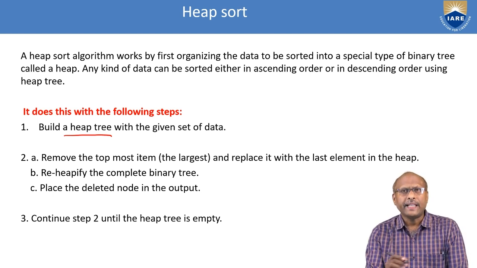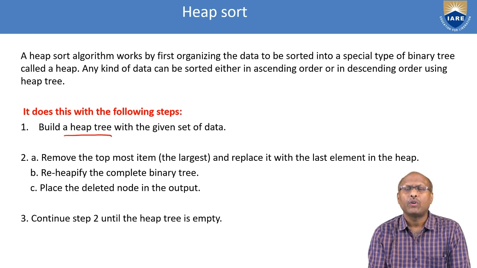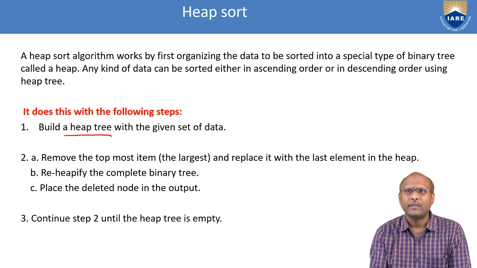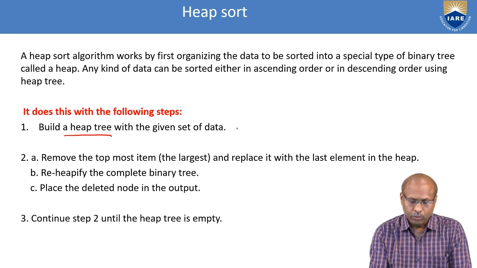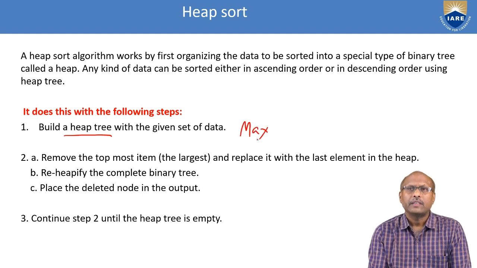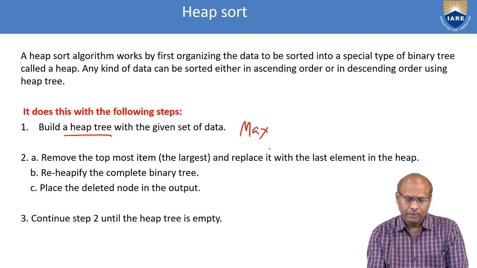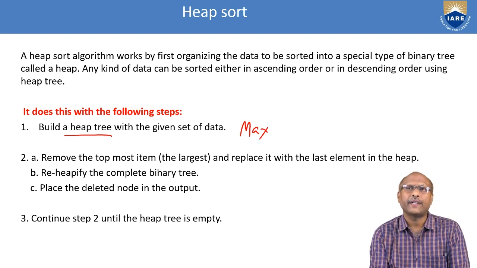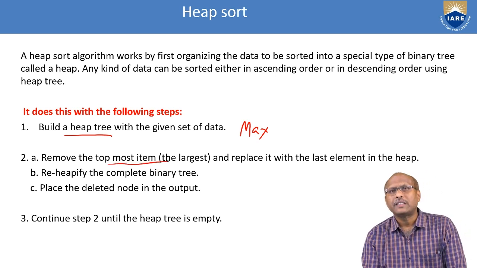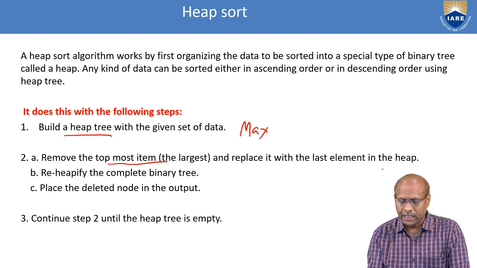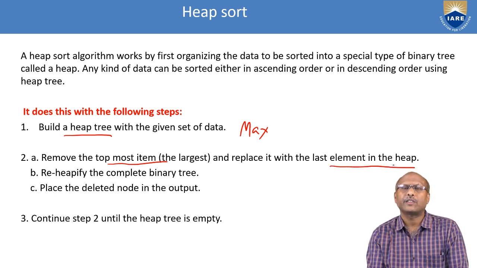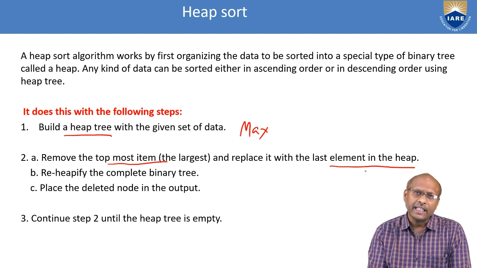Second, after creating the heap, remove the topmost or the largest element of the heap and replace it with the last element of the heap. So that means once the heap is created, which heap? Max heap. Once the max heap is created, the topmost element or the largest element will be available at the top of the tree. That is nothing but the 0th position of the array. So once that element is removed, it is replaced with the last element of the heap. So that means that element is over.